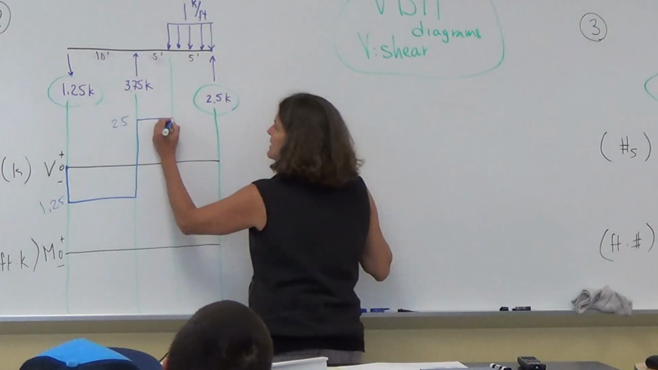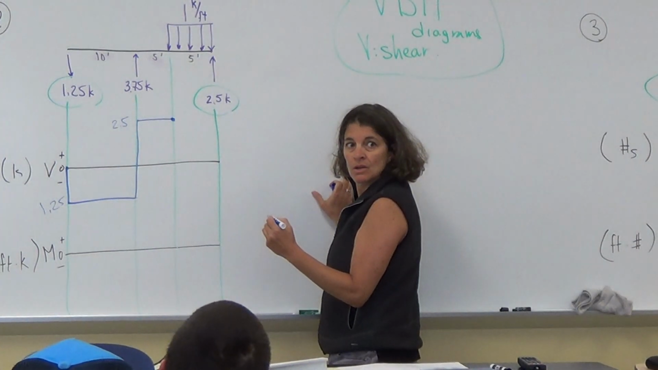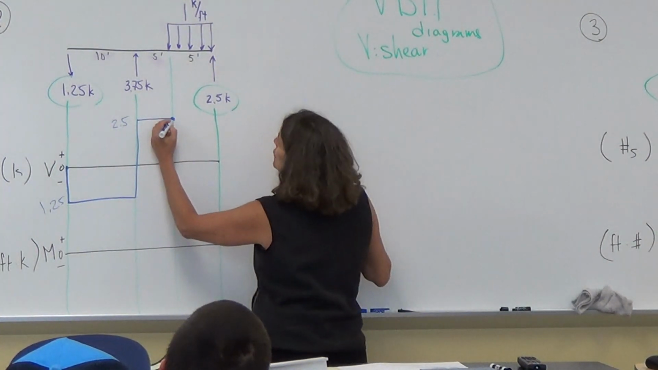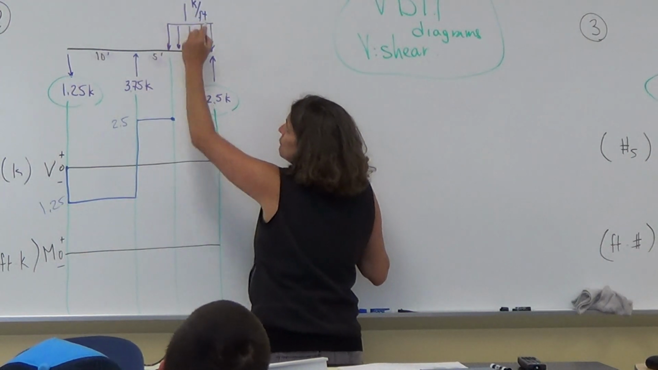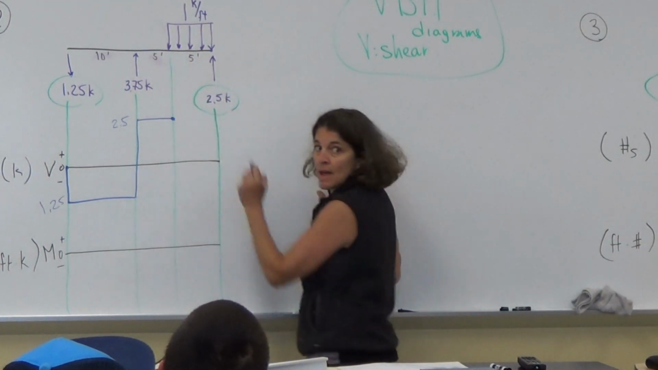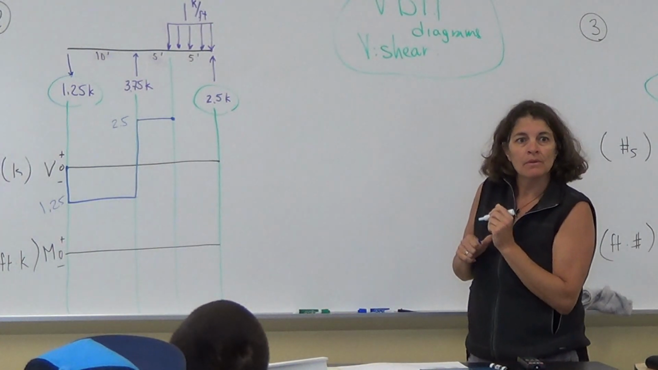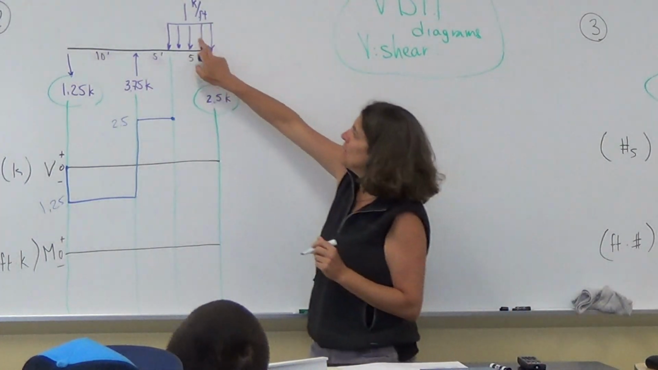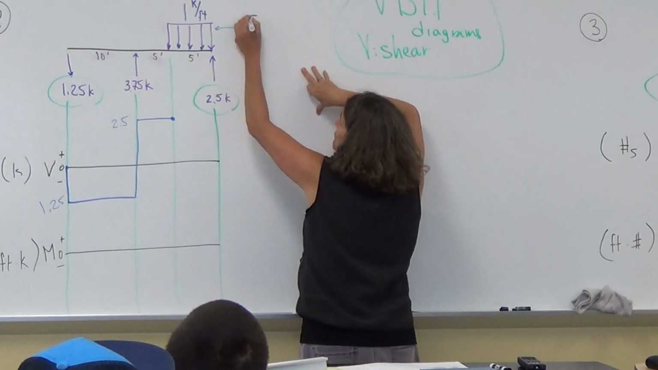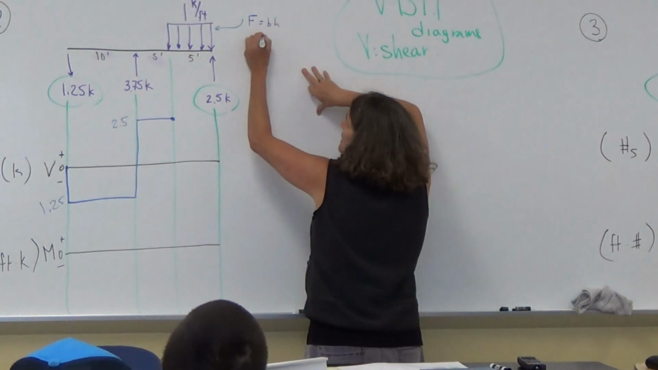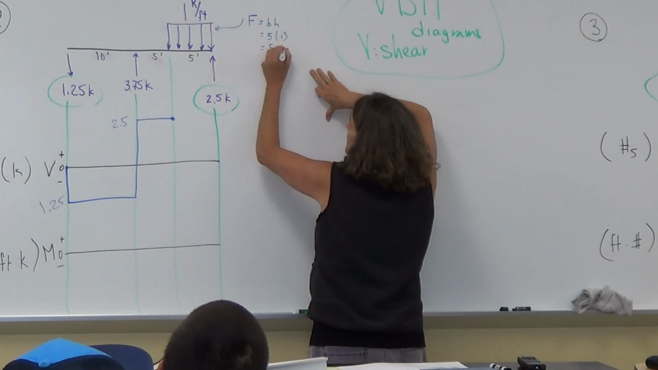Tell me how I should draw this. It should go down 1 foot, 1 kip per foot, and there's 5 feet. So how many kips total? What's the area of a distributed load? You already know. The force is base times height. The base is 5, the height is 1, so the force is 5 kips.